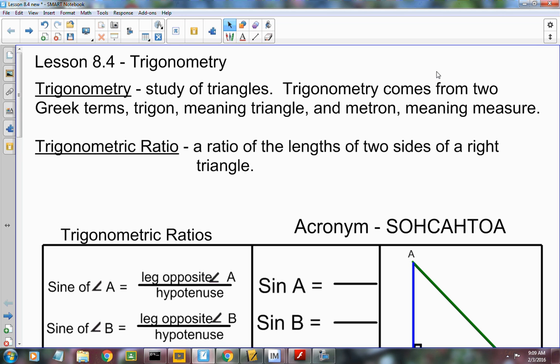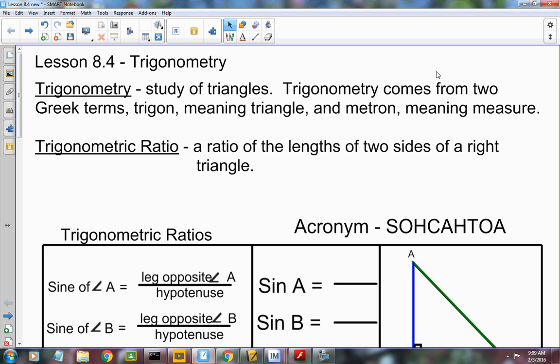And a trigonometric ratio is a ratio, which is a fraction of the lengths of two sides of the right triangle. And we're going to talk about three of them. It's the sine, the cosine, and the tangent. That's what we're going to talk about in here. There's three more, but we're only going to talk about the sine, the cosine, and the tangent.